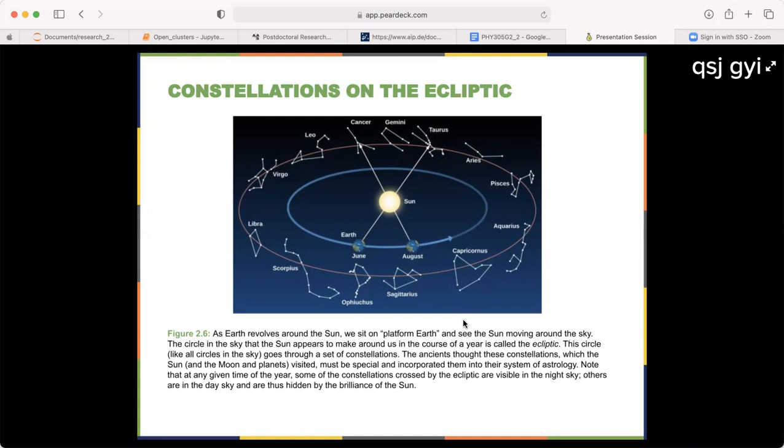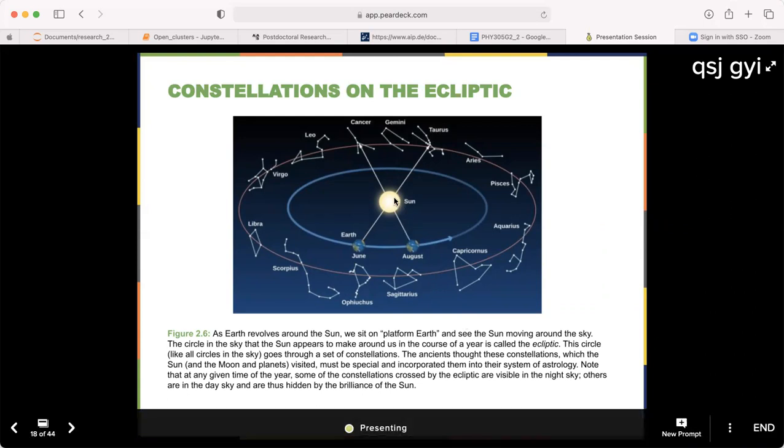So you can see the sun is right here. Now this probably will be interesting for you, and this is how your horoscope is made, by the way, right? And you will understand that as well. Now your sun is right here, and you can see the earth is right here, and you know that earth revolves around the sun, and we sit on the earth. And when the sun is moving around the sky, there is a specific name for that path. The circle in the sky that the sun appears to make around us in the course of a year is called the ecliptic.